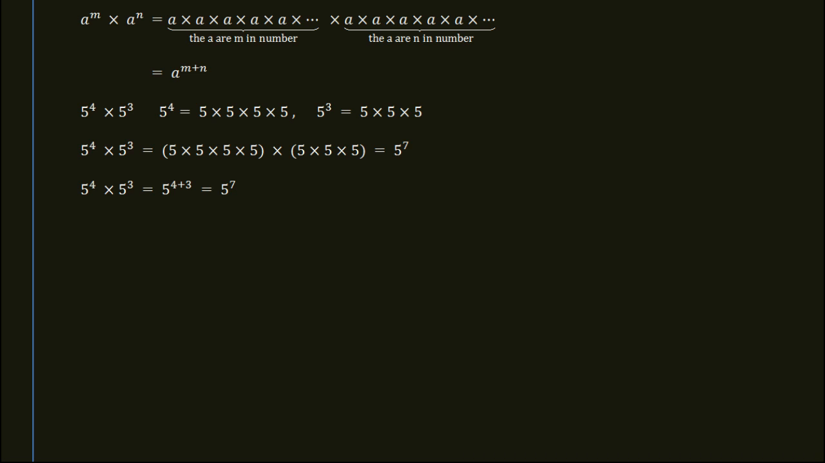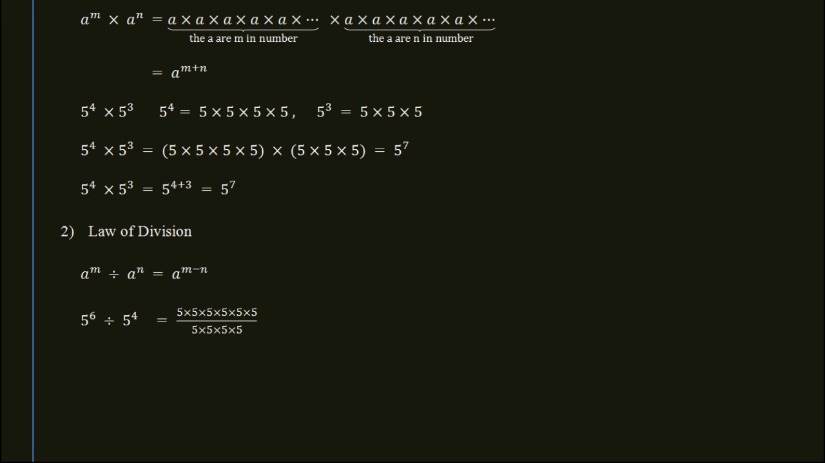Next, let us look at the second law, and it is the law of division, and it states that a to the power m divided by a to the power n is equal to a to the power m minus n. To understand this law, let us consider 5 to the power 6 divided by 5 to the power 4. This will be equal to 5 times 5 times 5 times 5 times 5 times 5, and notice these are 6 5s in multiplication, divided by 5 times 5 times 5 times 5, and notice these are 4 5s in multiplication.